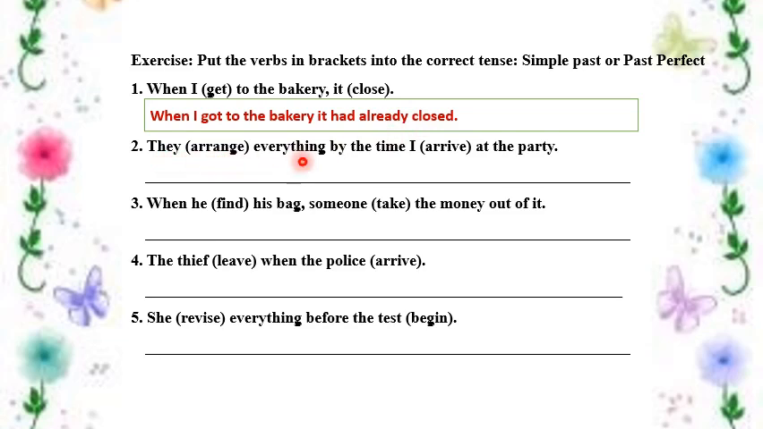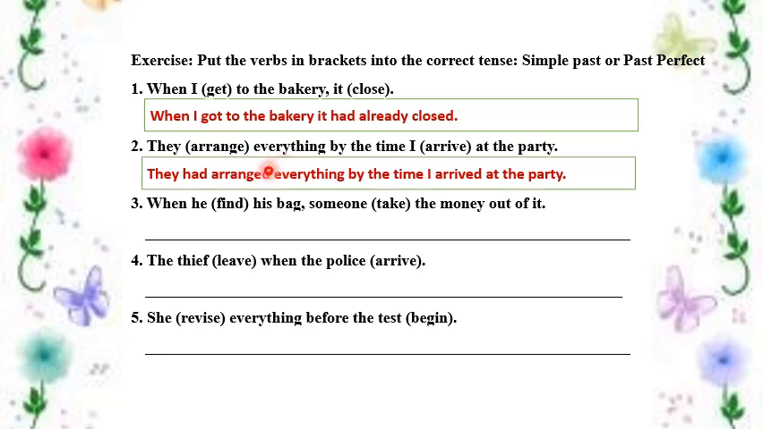They arrange everything by the time I arrive at the party. Now here you can guess which action happened first, and that part of the sentence will be changed into past perfect tense. They arrange everything. They had arranged everything by the time I arrived at the party. The first action completed, that people arranged everything, and then the person reached the party.